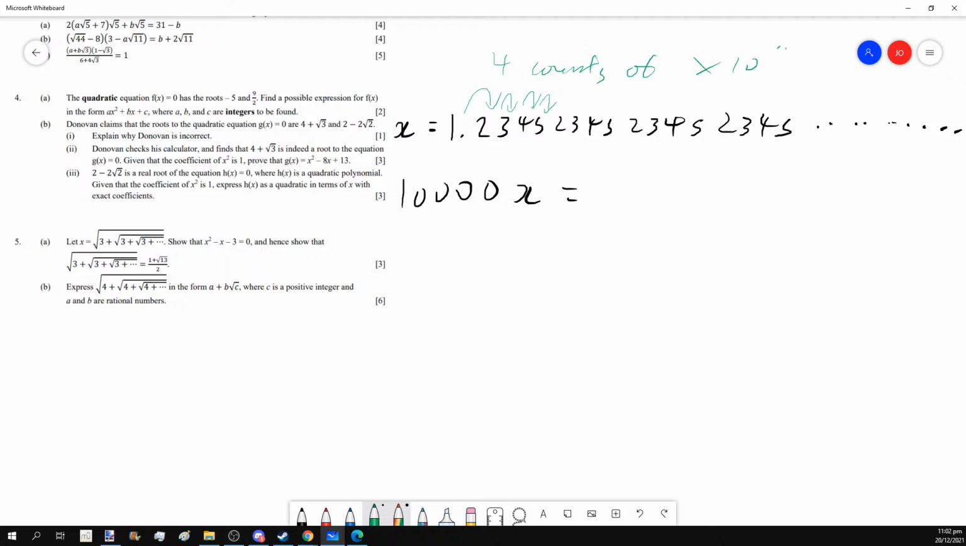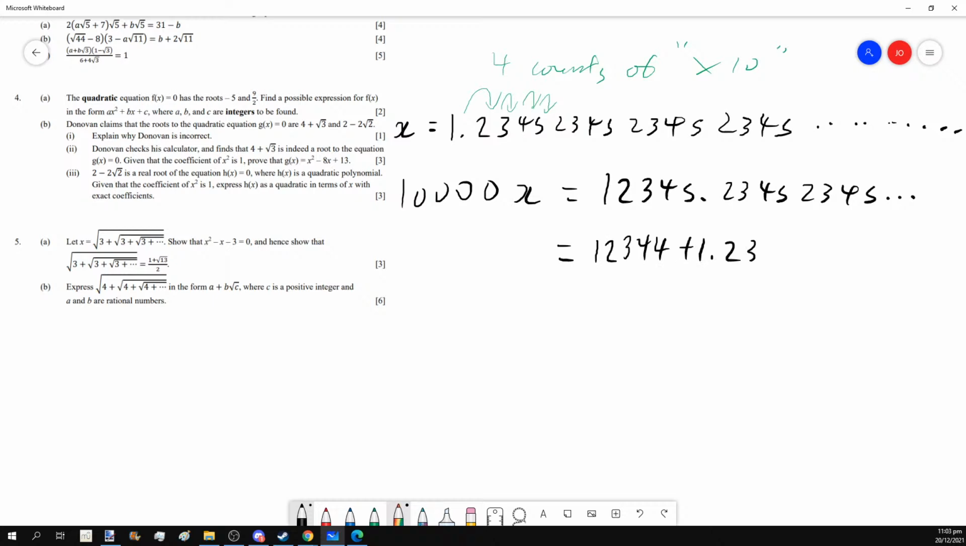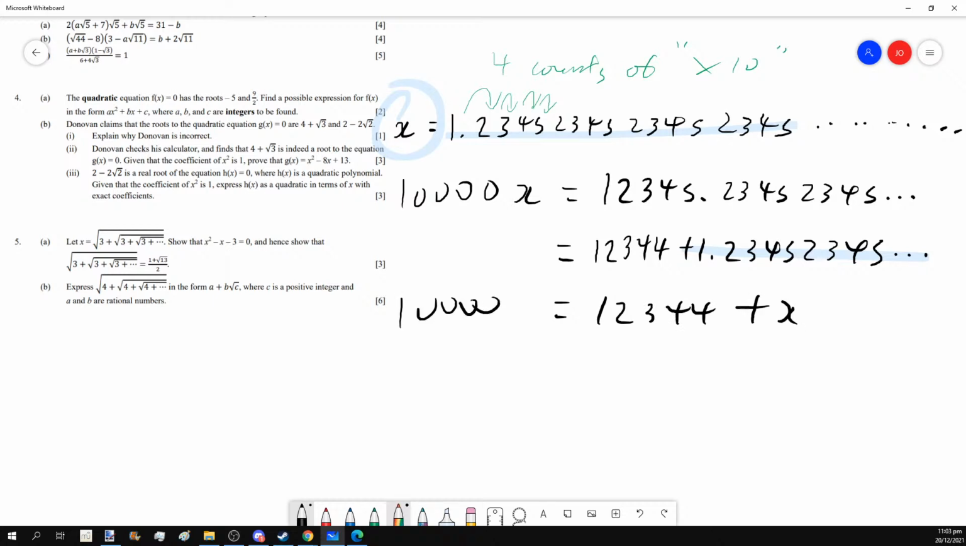And from here, we will then be able to get a pattern created. In this case, the pattern is that if I have 1.2345, 2345, 2345, and so on, I can change it into 1.2345 plus 1.2345, 2345, and so on, which is the exact thing we started with. And therefore, it will change into x. From here, then we can move the x over.